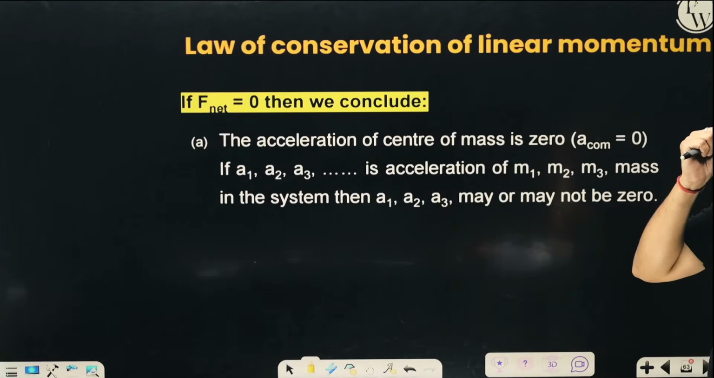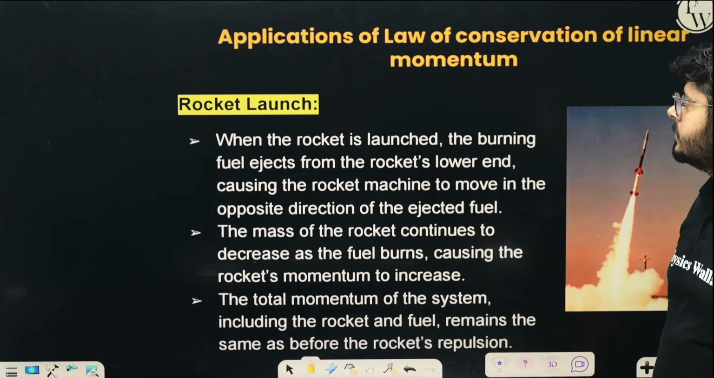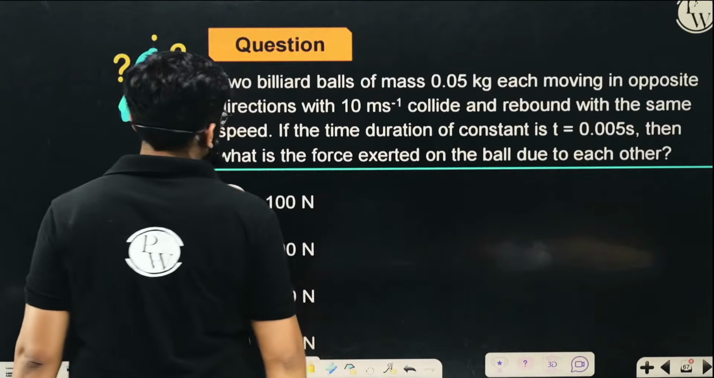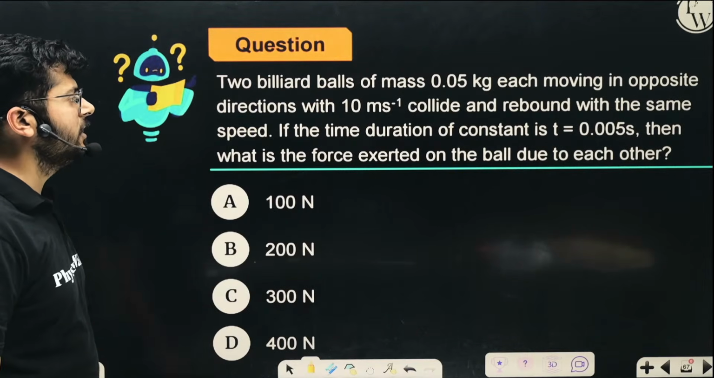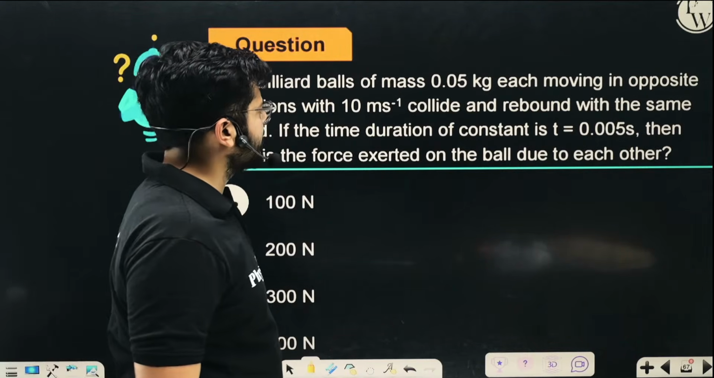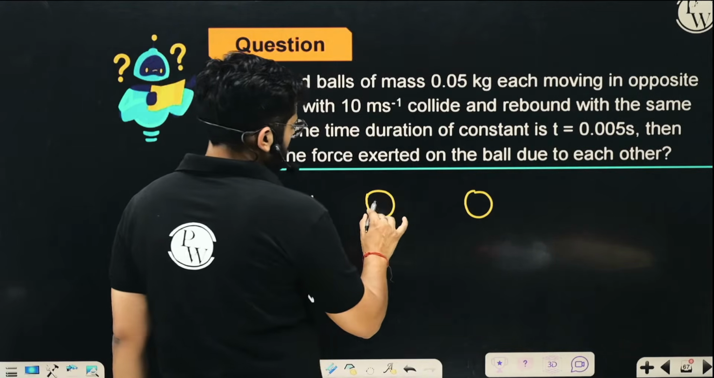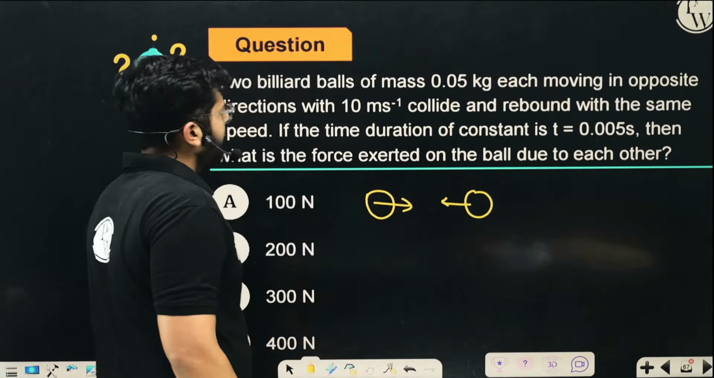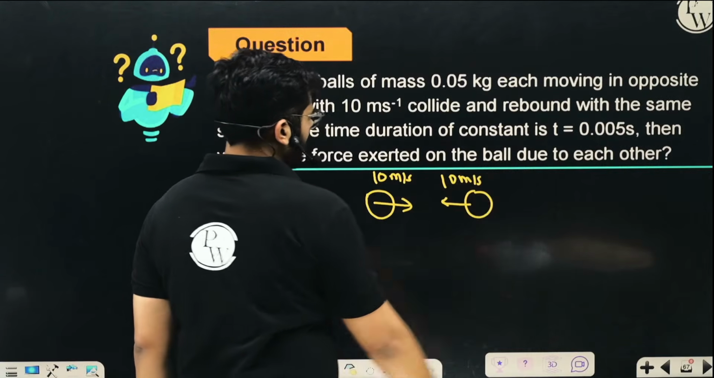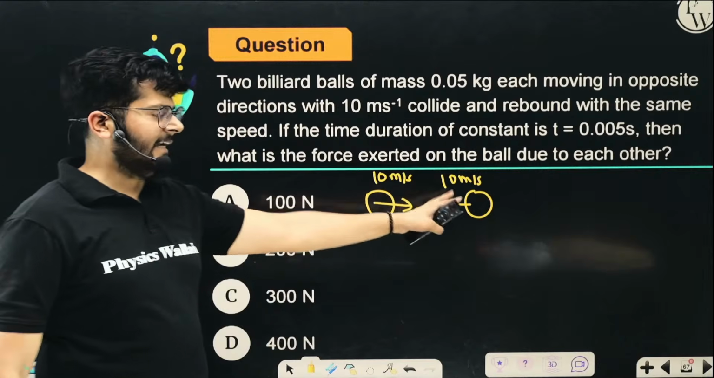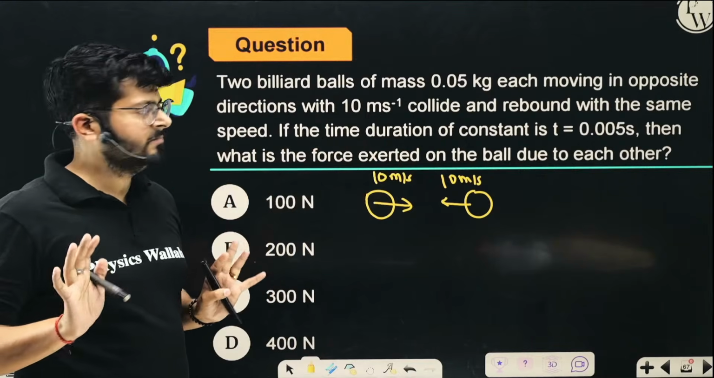Simple. So let's talk about the next part. These are the simple things. Here we have 2 billiard balls of mass 0.05 kilograms, each moving in opposite directions with 10 meter per second. One is moving this way, the other is moving the other way, right? Is anybody pushing them? No. They have the initial kinetic energy, and by using their own energy, they are moving with 10 meter per second towards each other, right?